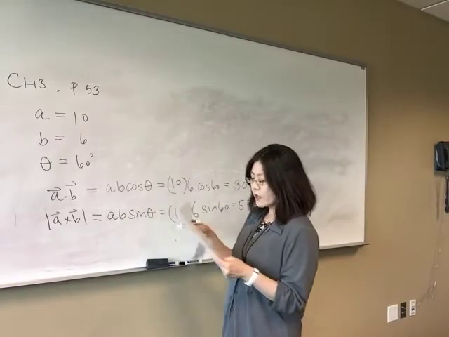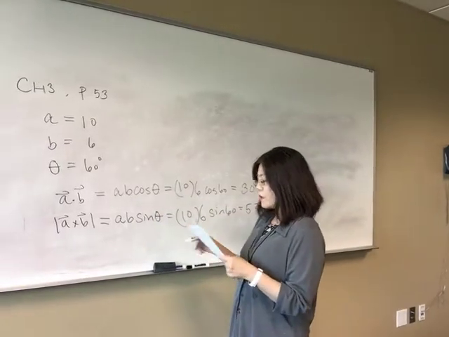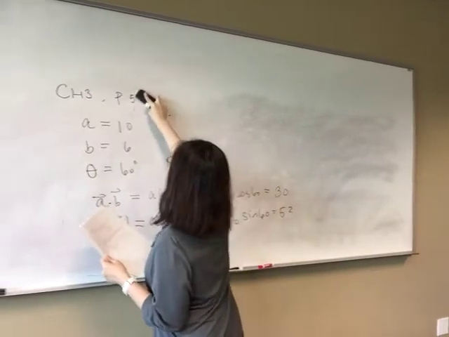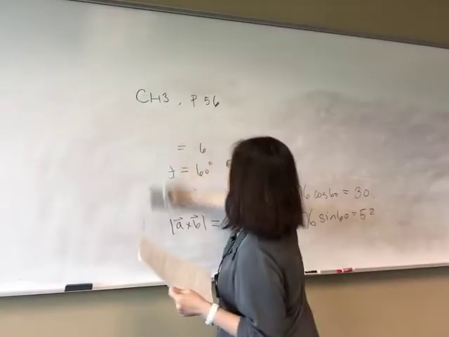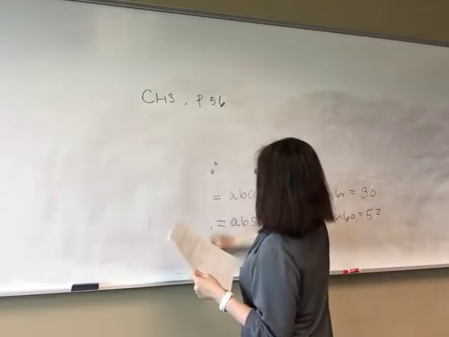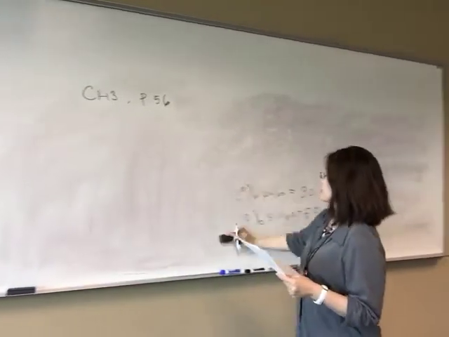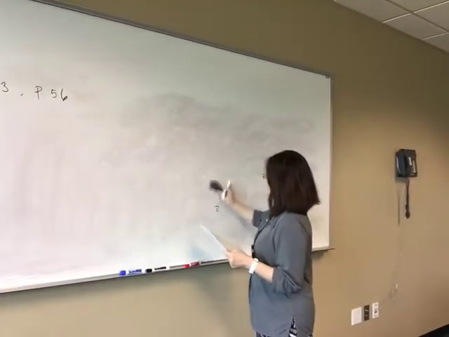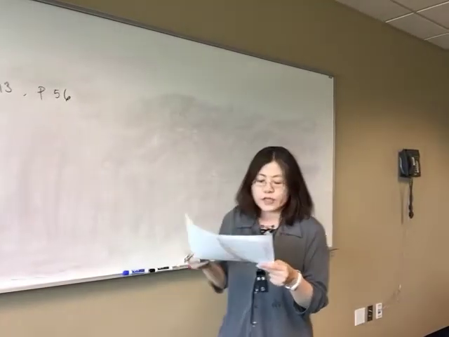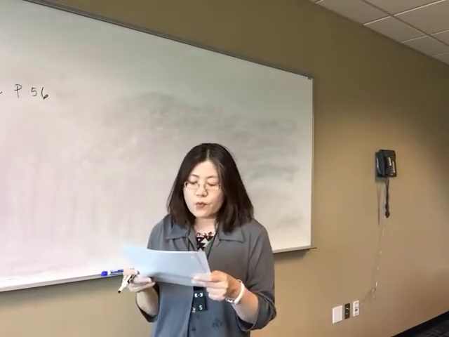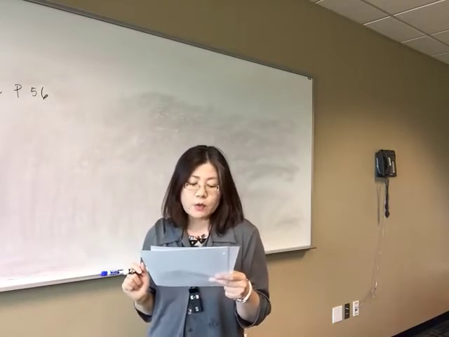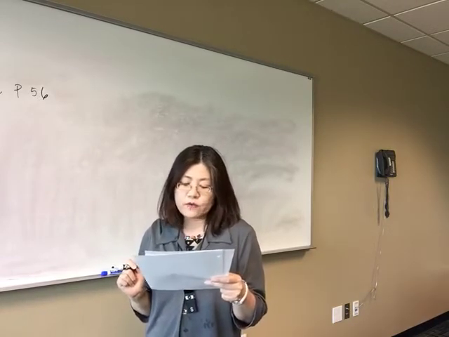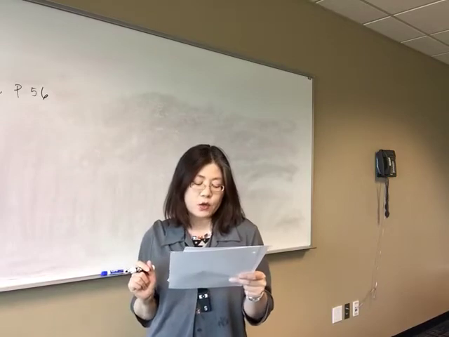Now the last problem I want to do from this chapter is problem 56. Find the sum of the following four vectors in unit vector notation, and give the magnitude and angle relative to the positive x-axis.